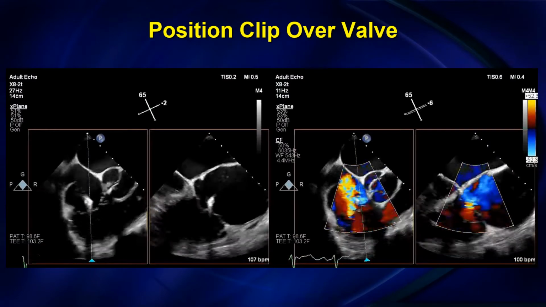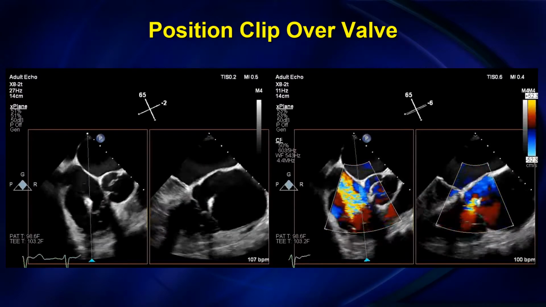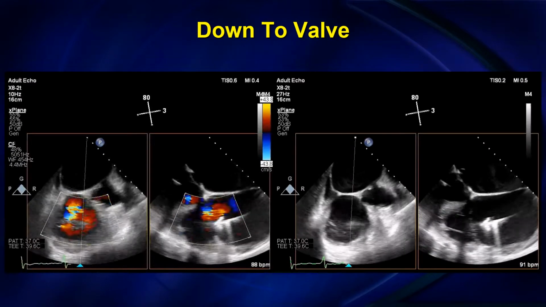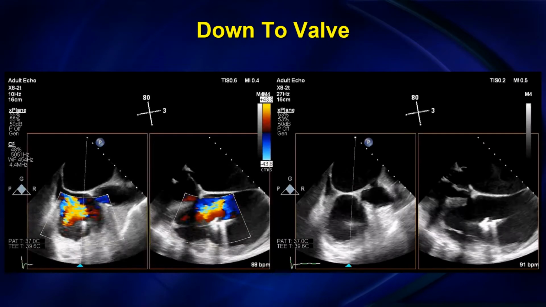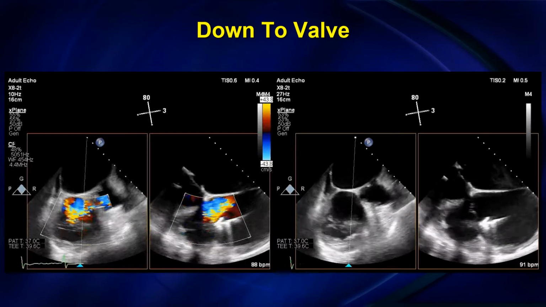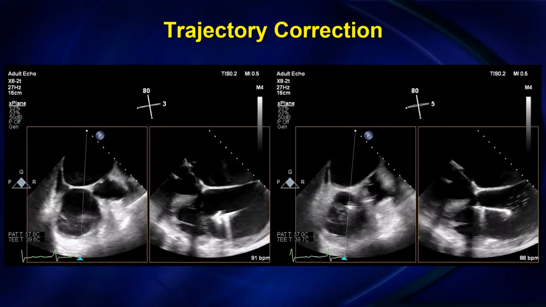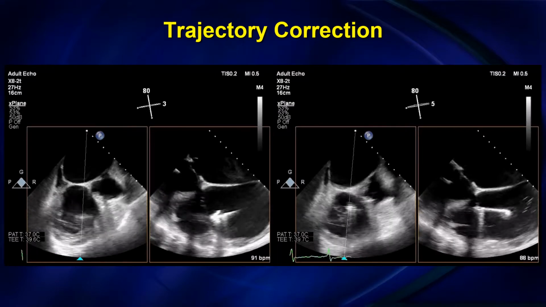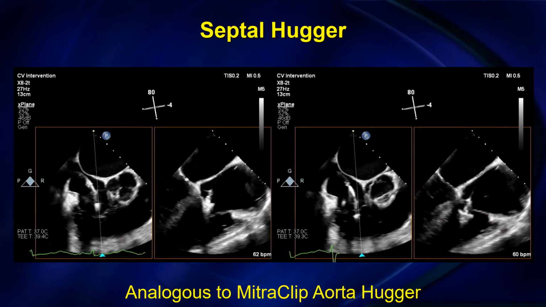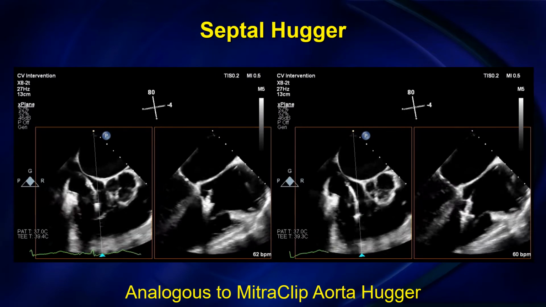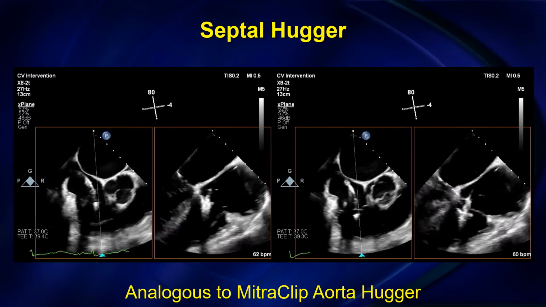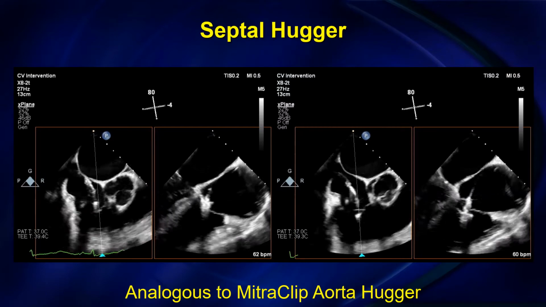The clip is brought down towards the valve on X-plane imaging, and trajectory can be assessed. Here you can see the clip is lateral to the septal anterior commissure, and corrective measures can be performed to get it in the right position. Often a septal hugger trajectory will be present, causing similar problems to an aorta hugger in MitraClip. Fortunately, the latest TriLuminate delivery system can easily correct for this.